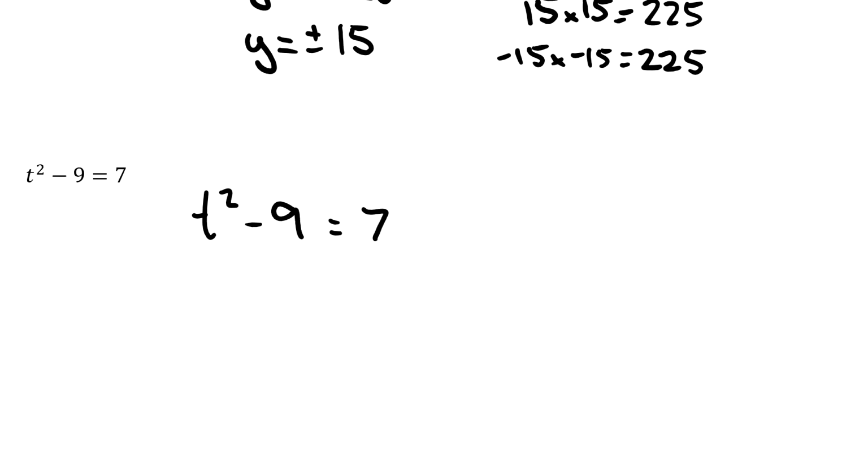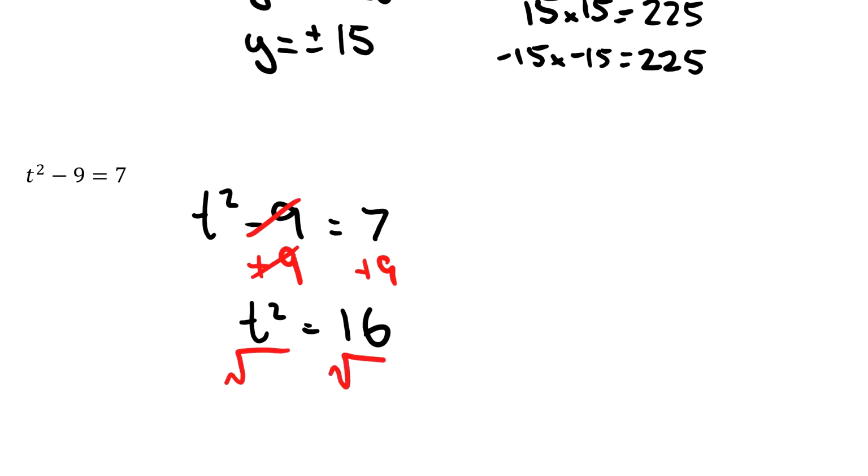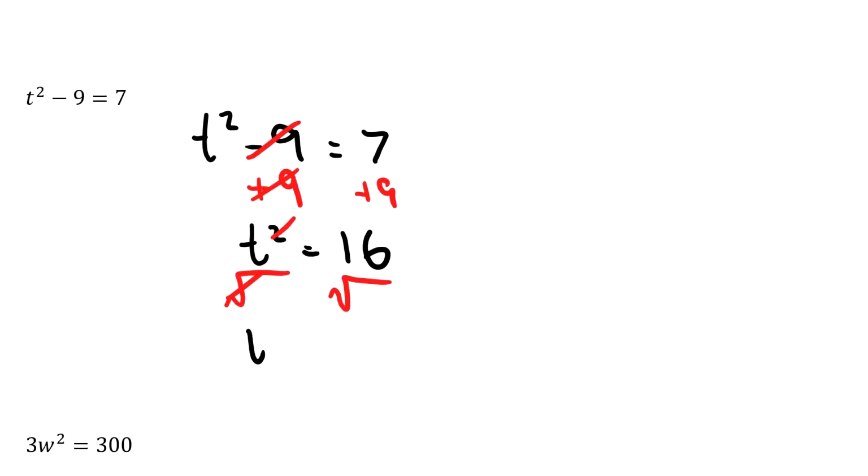So here we have another one. Before we square root everything, I want to make sure I get the letter by itself first. So I want to do the opposite of minus 9, which is plus 9. So I'm left with t squared equals 7 plus 9, which is 16. And then I can do my square root, and I get t equals plus or minus root 16, which means it's plus or minus 4.